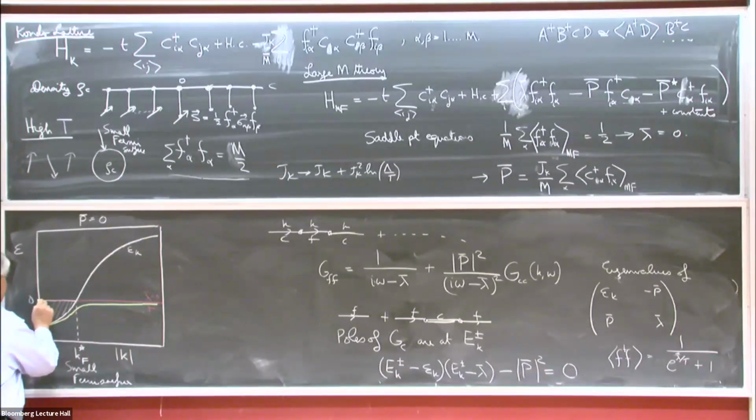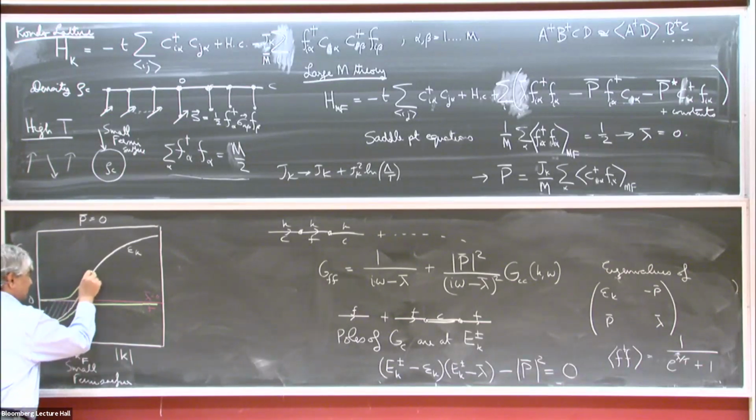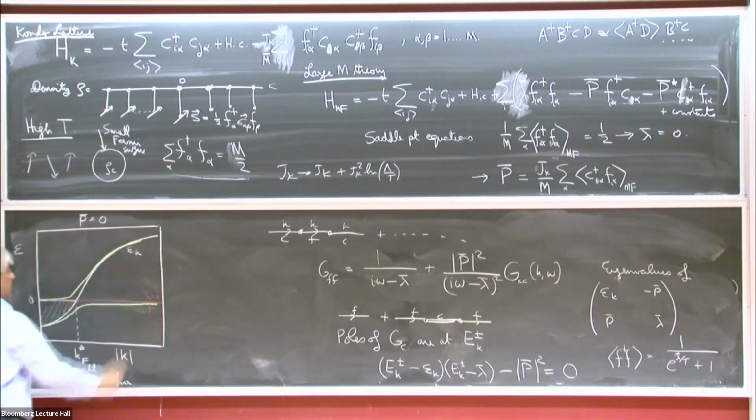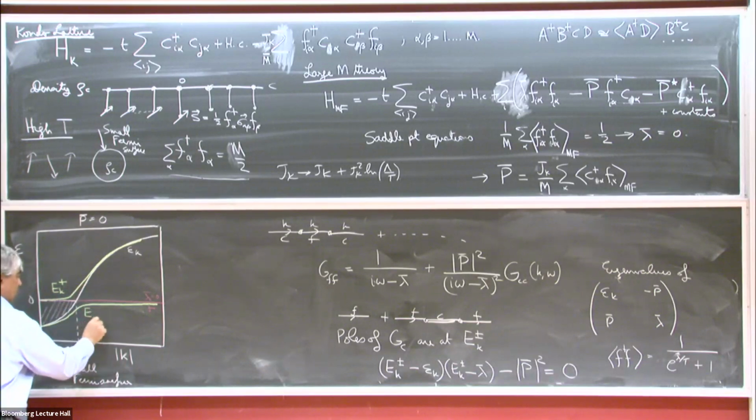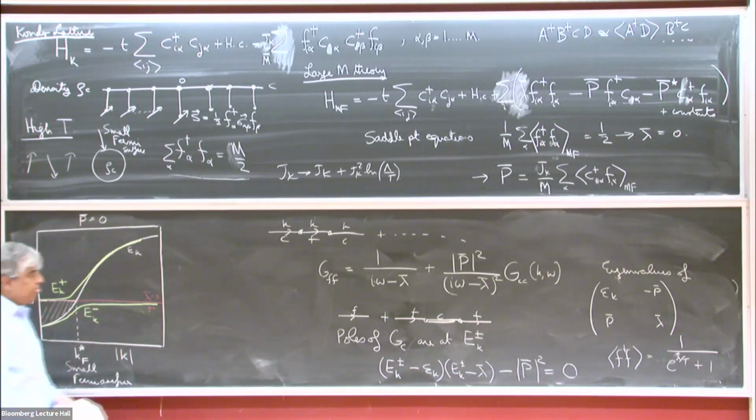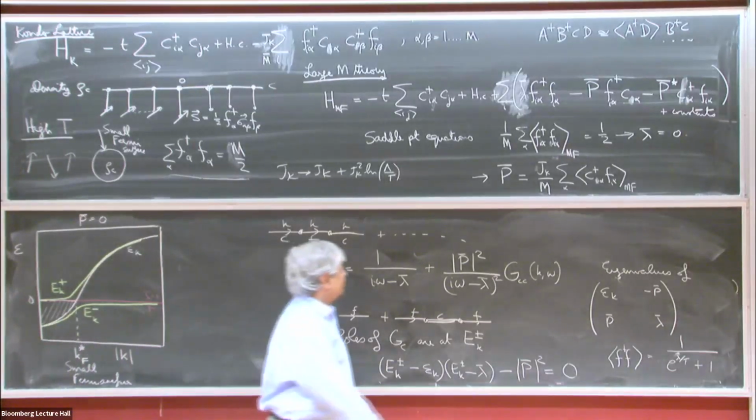And there'll be the other band, which will come in flat and then go up like this. Okay, so this we're going to call Ek plus, and this is Ek minus. Okay, so what do we have to do?